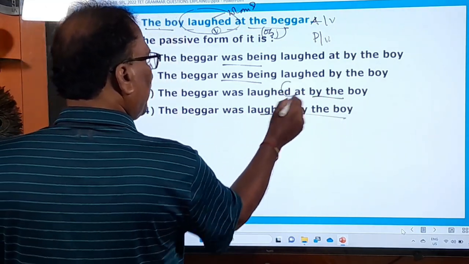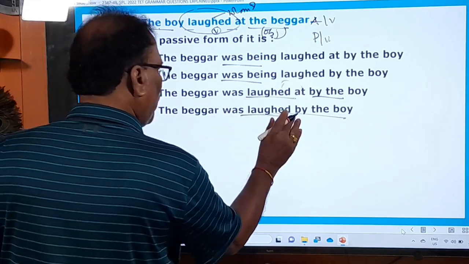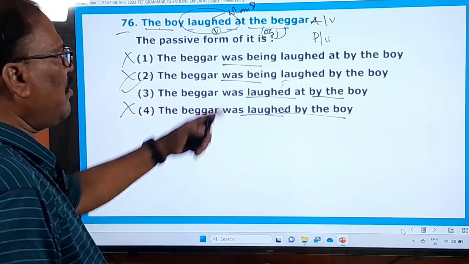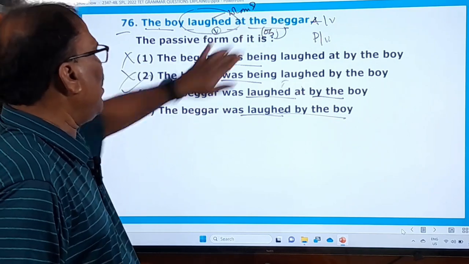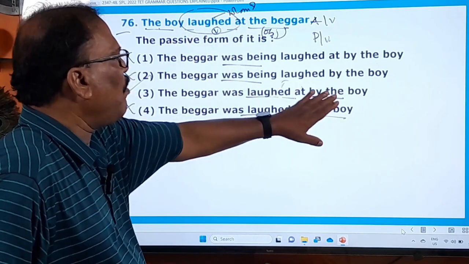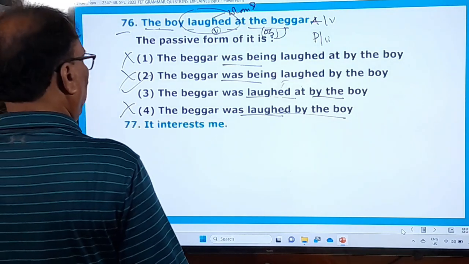Laughed at is laughed here, you see that. So that's why here it is used correctly, but here it's not. So that's why this is wrong, this is wrong, this is wrong. Only the third one is the right one. Now you can look at: The beggar was, since it is past, laughed at, by the boy. That's correct. Now, one more sentence is also given on voice.